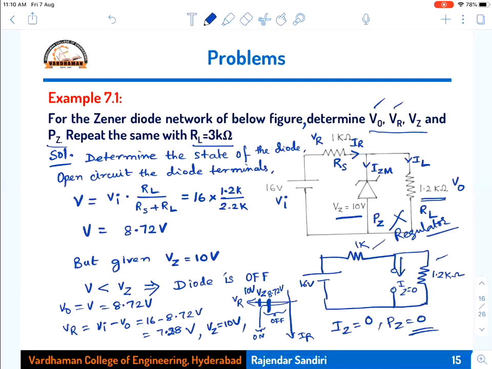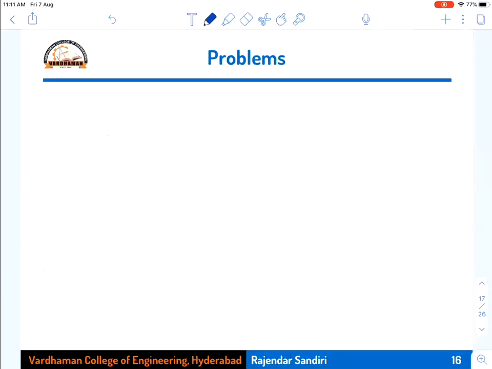So at 1.2 kilo ohms load resistor, that Zener diode is off and it will not work as a Zener diode voltage regulator, and it is of no use. Diode is not operating in its operating region. Operating region is this one. Okay. Therefore, it is of no use. Next, repeat the same for RL equal to 3 kilo ohms. Now I will repeat the same thing for RL equal to 3 kilo ohms. If you take RL equal to 3 kilo ohms, what happens?